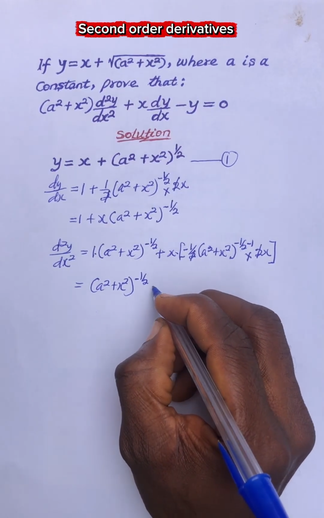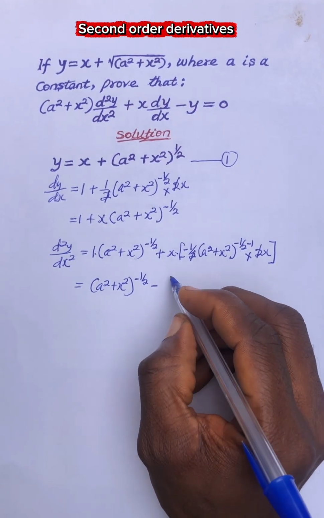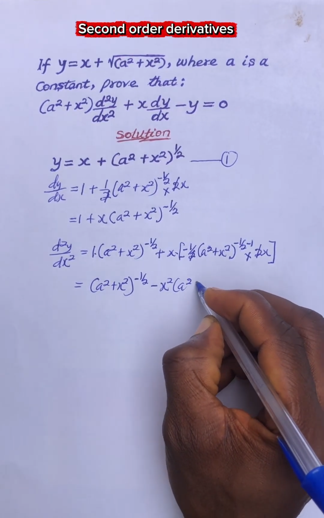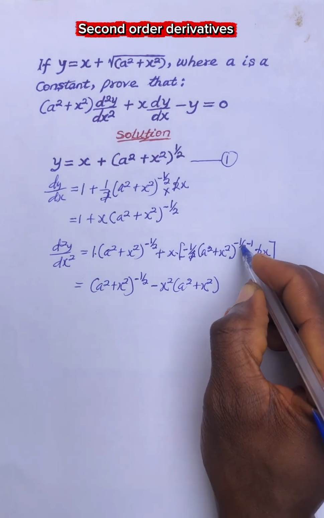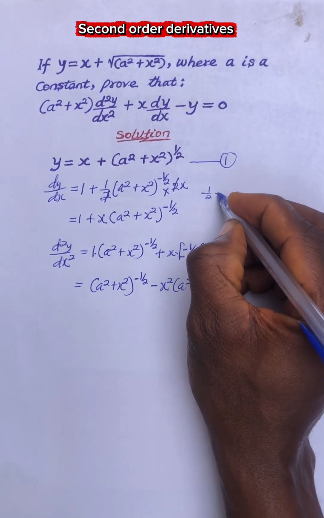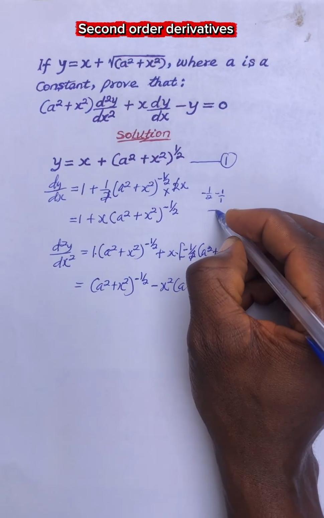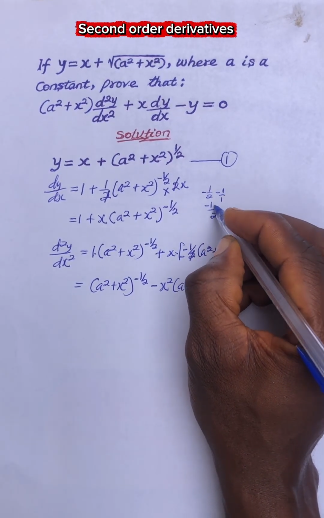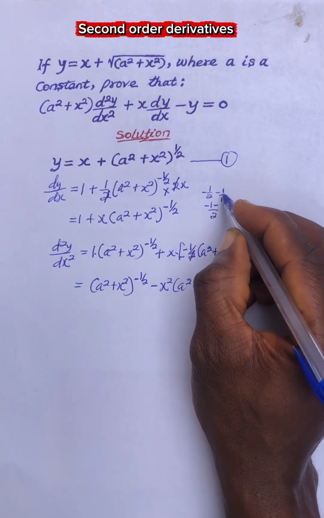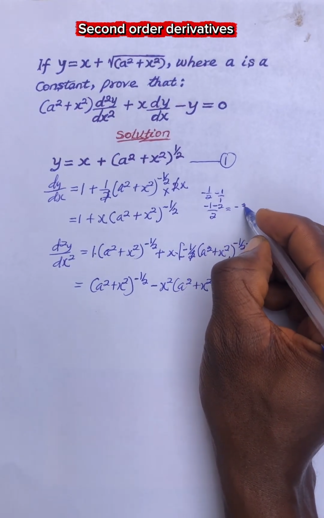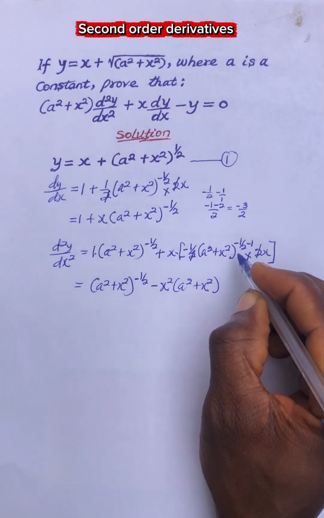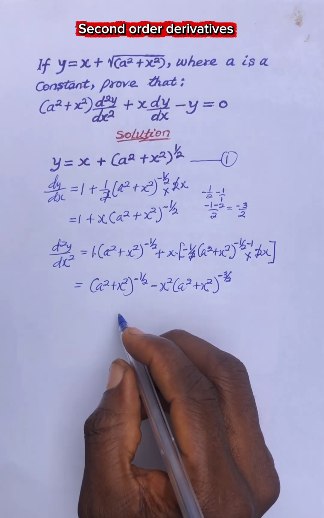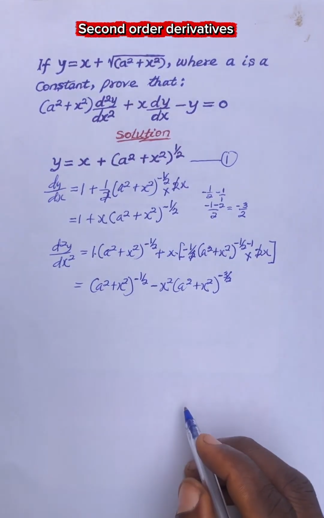Then the minus will affect this. We have x times x will be x squared into (a squared plus x squared). Now we evaluate this, minus half minus 1, this is over 1, the LCM is 2, 2 into 2, 1 times minus 1, we have minus 1, the minus sign, 1 into 2, 2 times 1 is 2, so we have minus 3 over 2. In place of this, we write minus 3 over 2. Now, in that case, this is the second order derivative.